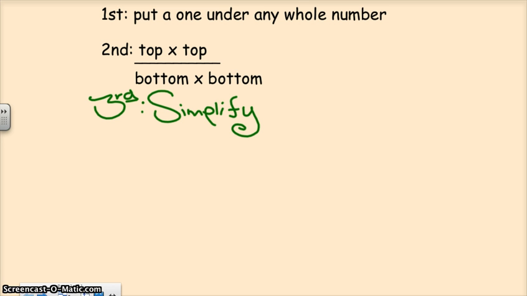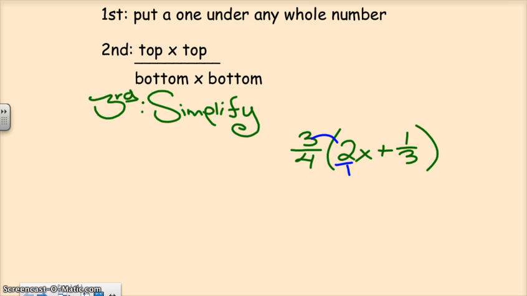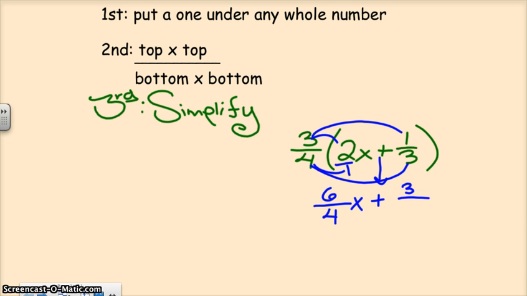Alright, so if I had 3/4 times 2x plus 1/3. I see a whole number, I'm just going to put a 1 on the denominator. Distributing my fraction, I get 3 times 2 is 6, over 4 times 1 is 4, put the x out. Plus, because it's a plus in the middle here, top times top, 3 times 1 is 3, over bottom times bottom, 4 times 3 is 12.